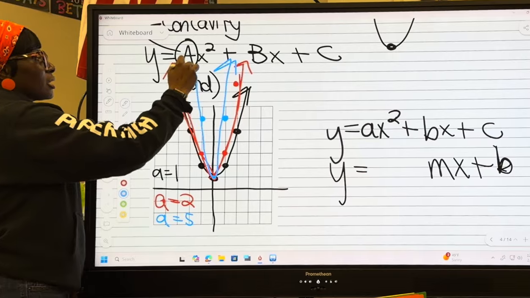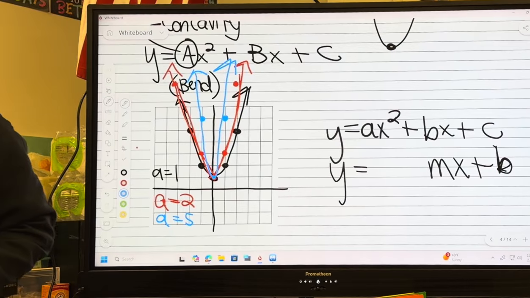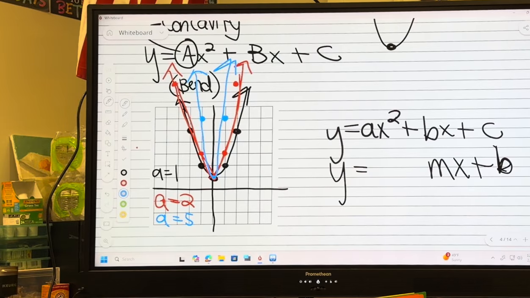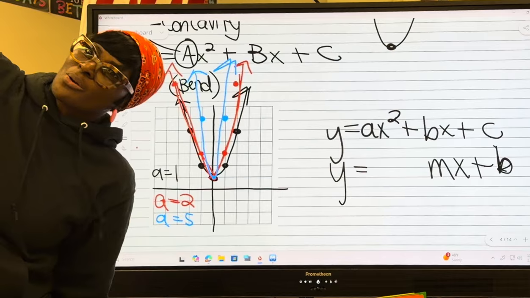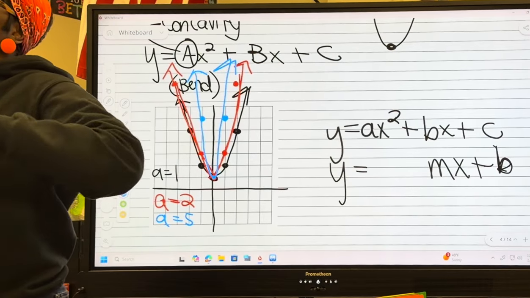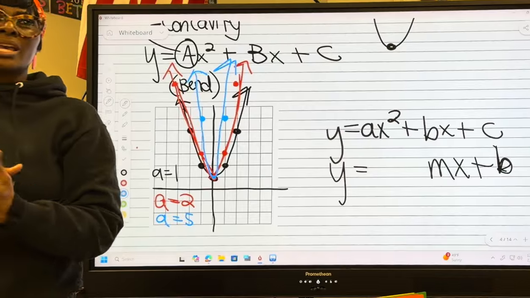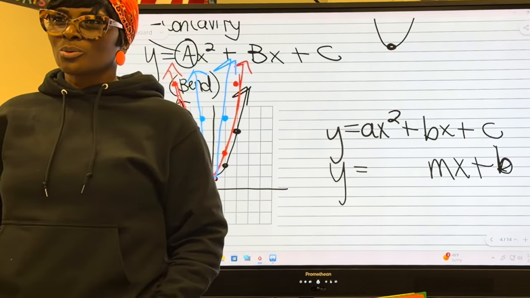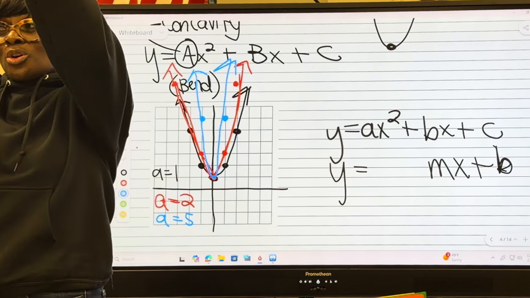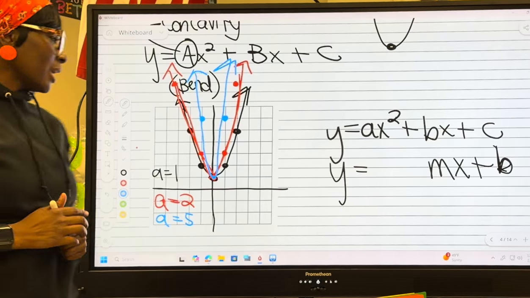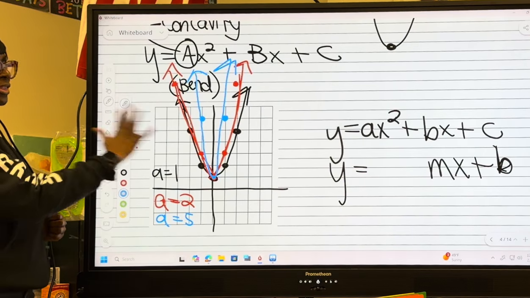Y'all see that? Which one is more narrow now? The third one. Why? Because the A is further from 0. So it's further from that flat line. Are y'all with me? So the point of this is, the greater your A is, which means the further it is away from 0, the more narrow your parabola is going to be. Are you all with me? Yes? All right. Any questions on this?